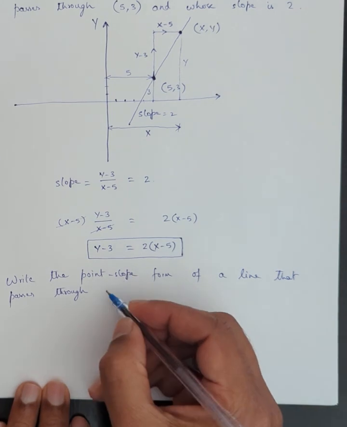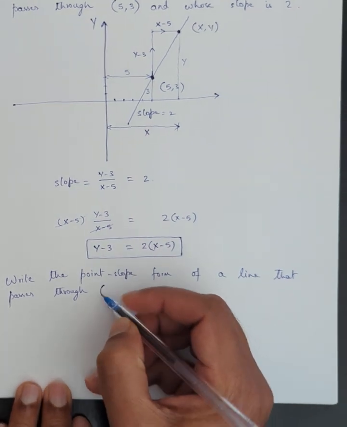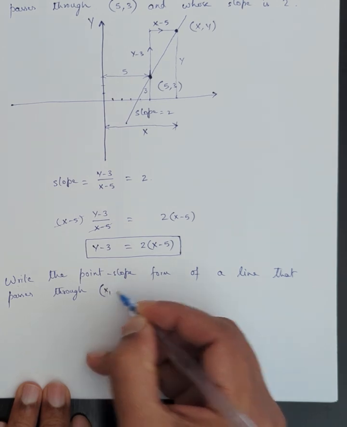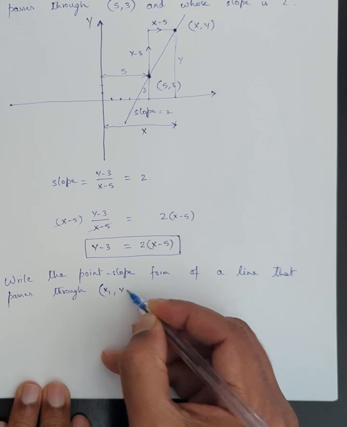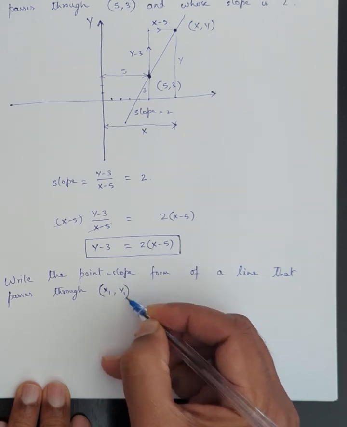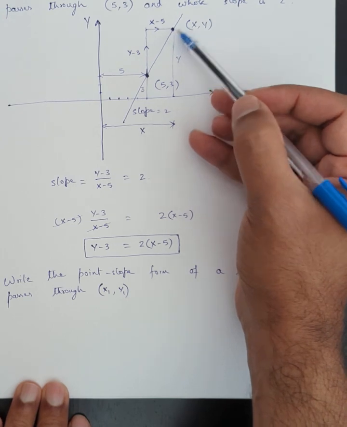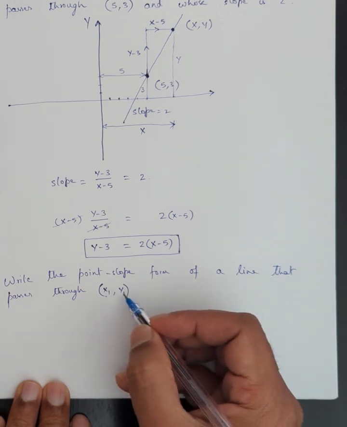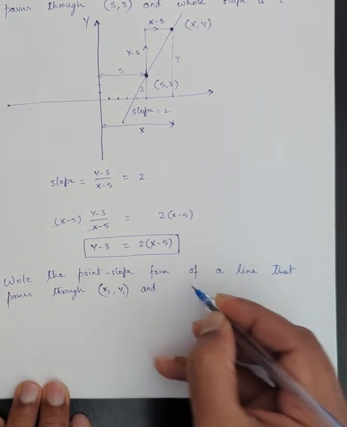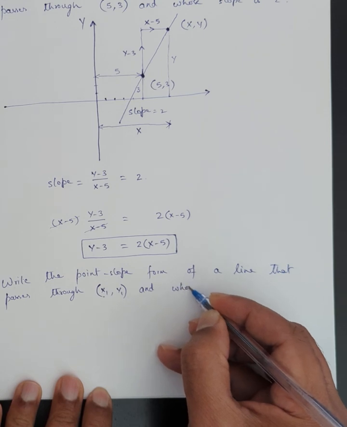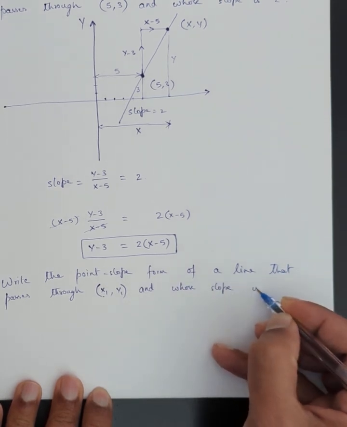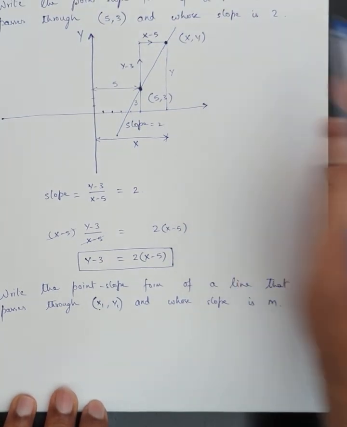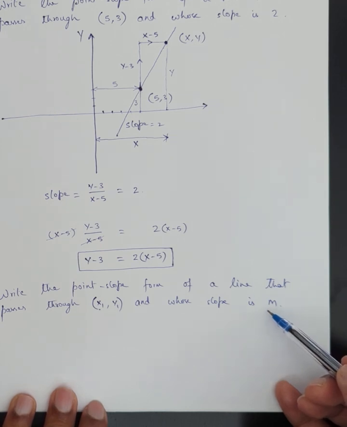Now I want to use letters, and usually we use x with a subscript, so say x1, y1. Now notice I'm not using x, y because x, y is a general point. The given point, I'm calling it x1, y1, and whose slope is m. So instead of 2, I'm using m.